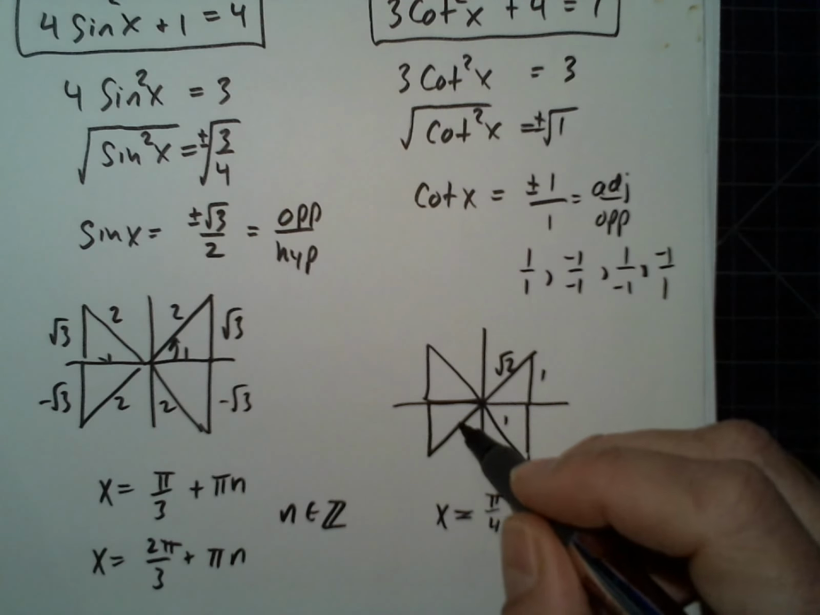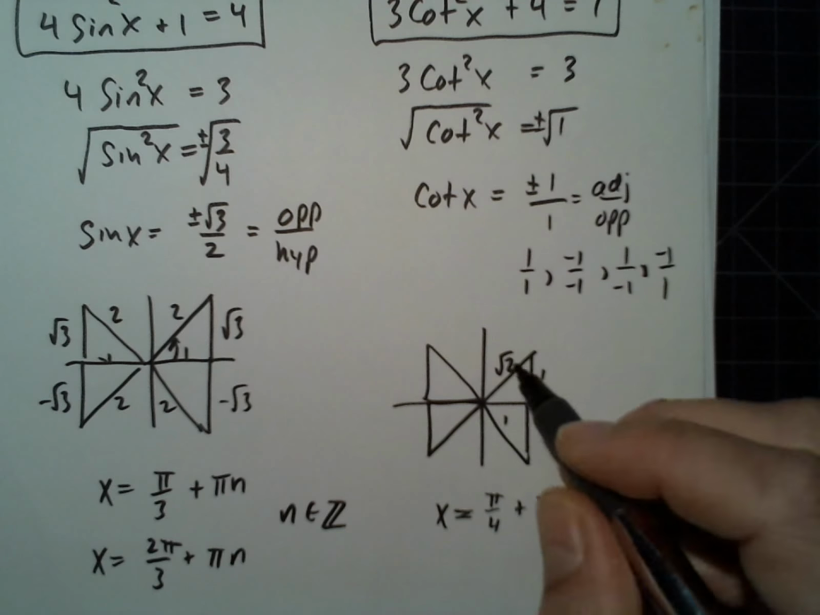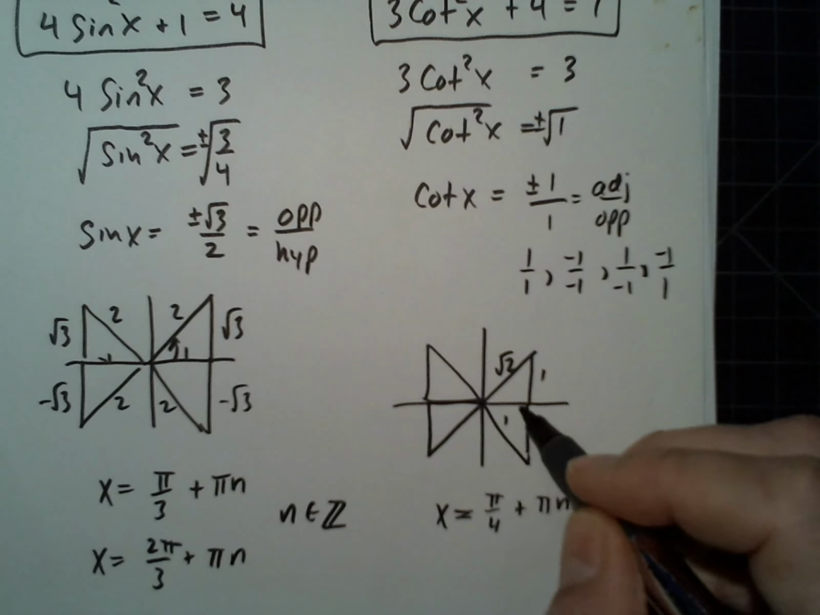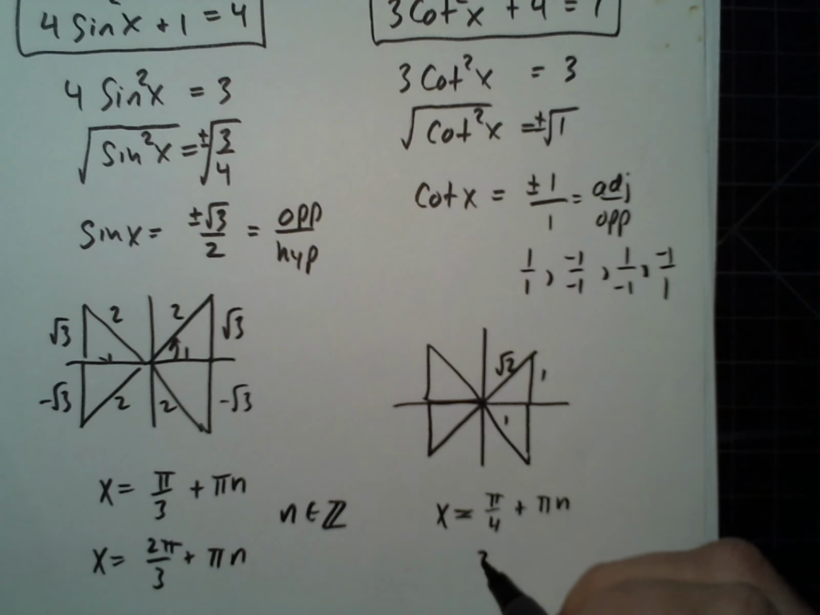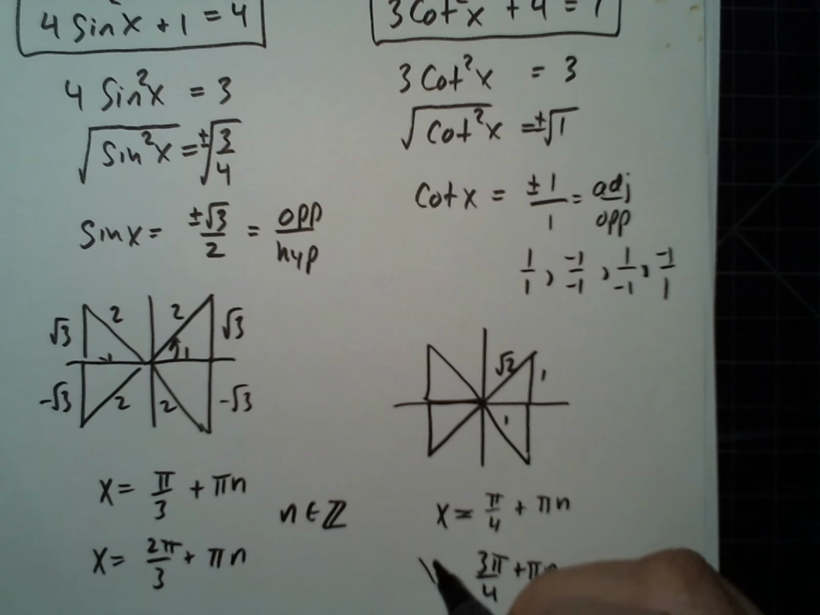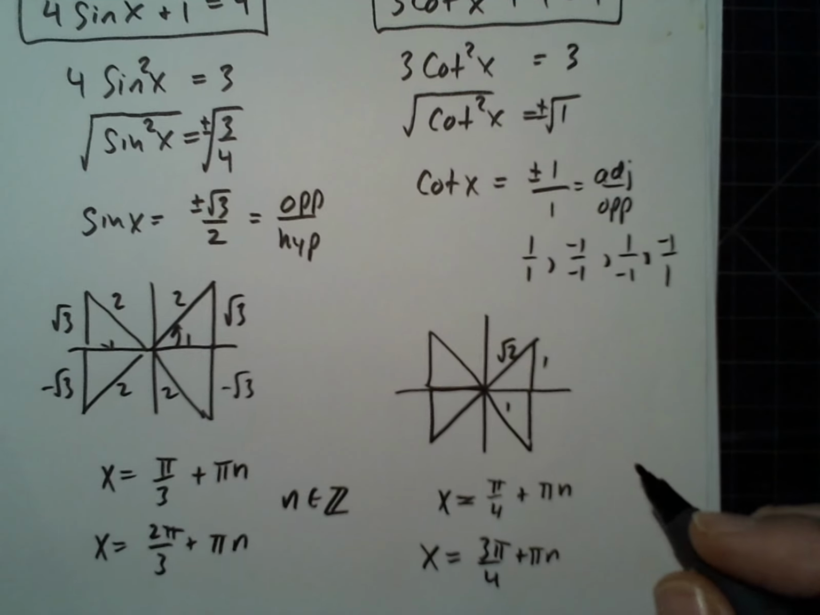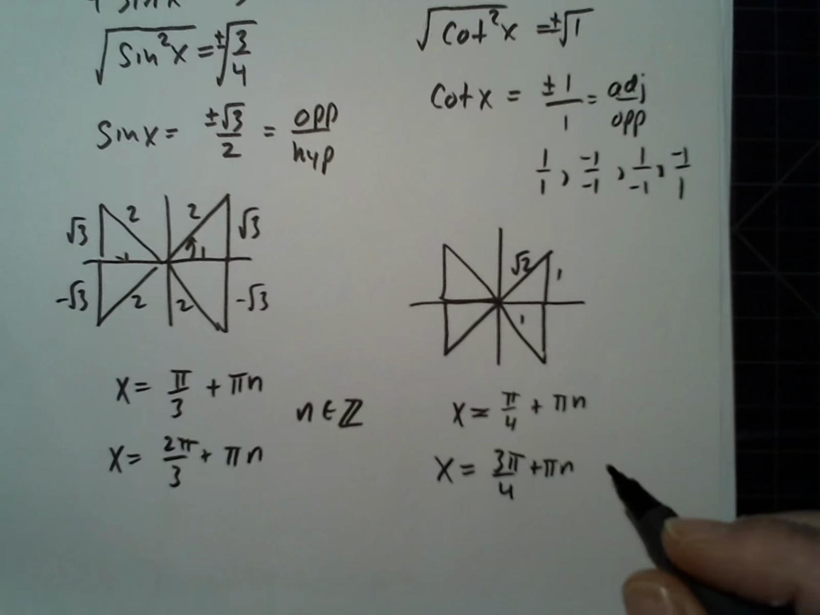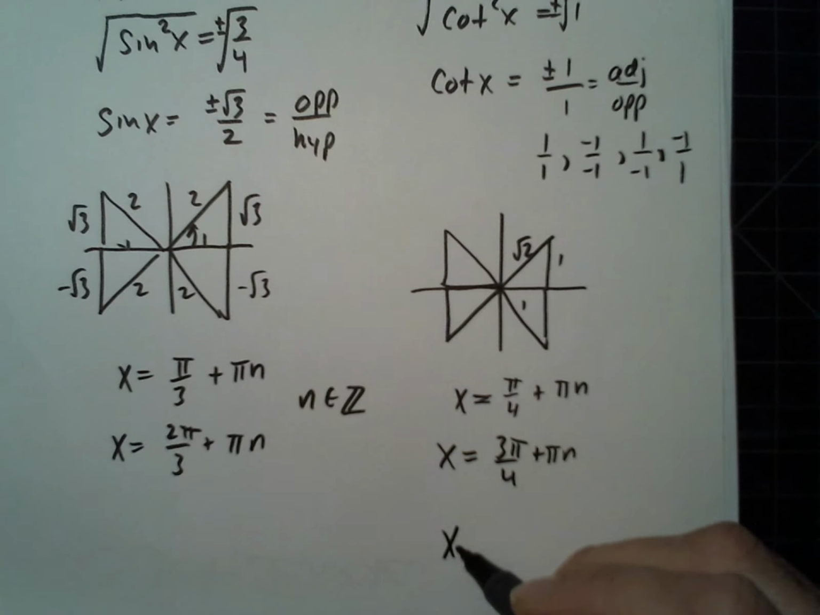Again, we can just add pi to it, so it's going to be plus pi n, and that will give us that angle, plus pi, plus pi. Over here we have 3 pi over 4, plus pi n. And in this case, we don't have to stop there. We can just say this.